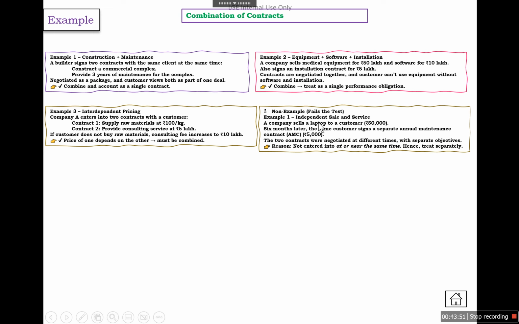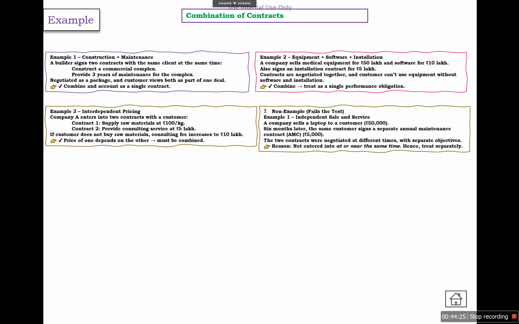So next is where there is an independent sale and service. A company sells a laptop to customer for 50,000. 6 months later, the same customer signs a separate annual maintenance contract of 5,000. So these two contracts were negotiated at different times with a separate objective. One is to purchase the laptop and another is for the maintenance contract and it is not negotiated as a package. The price is independent, not interdependent and it is not a single performance obligation. So in this case, we are not supposed to combine the contract.